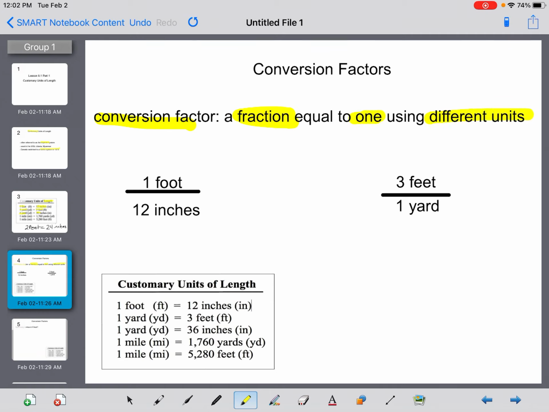So a conversion factor is a fraction, we just worked with those, equal to 1, but using different units. So let's take a look here. 1 foot over 12 inches.